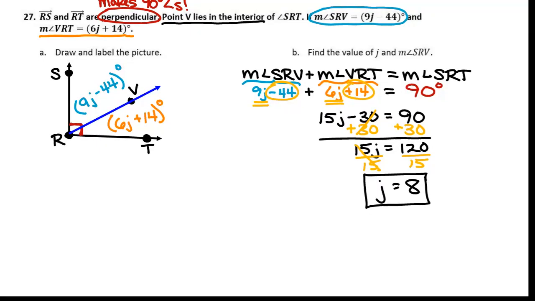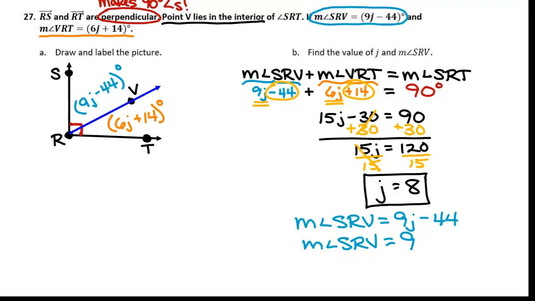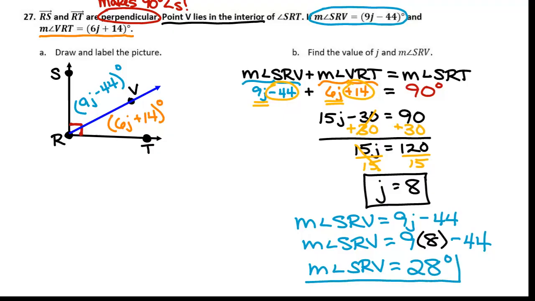And then we still need angle SRV. The measurement of angle SRV was 9J minus 44. So we have the measurement of angle SRV is 9 times 8 minus 44. What is 9 times 8 minus 44? 28. So angle SRV is 28 degrees.